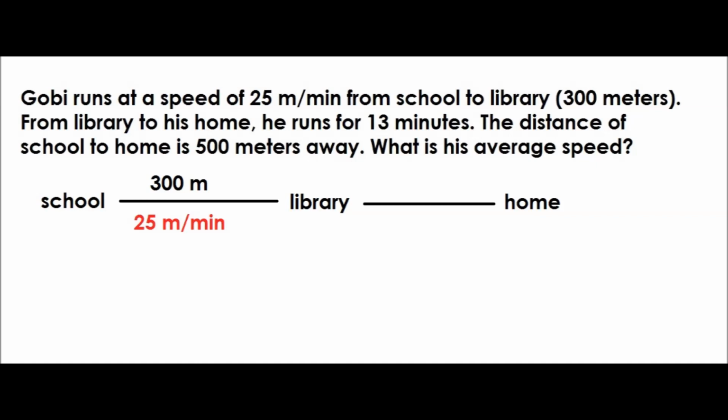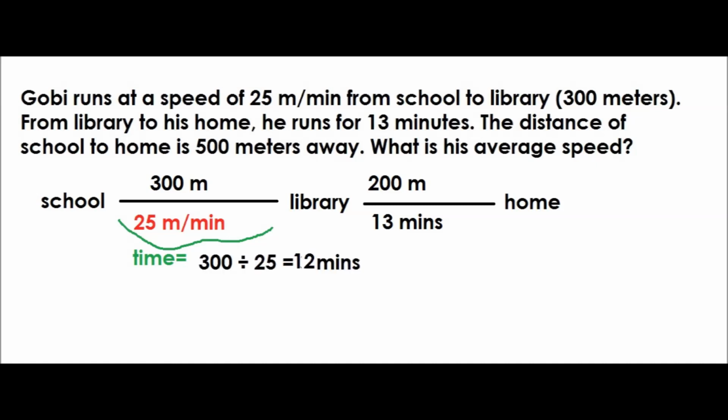From library to home, at first, we don't know the distance, but we know that the total distance from school to home is 500 meters. Therefore, library to home will be just 200 meters. And the time is 13 minutes. You can see that the missing part is the time of the first part. Therefore, we need to calculate it first.